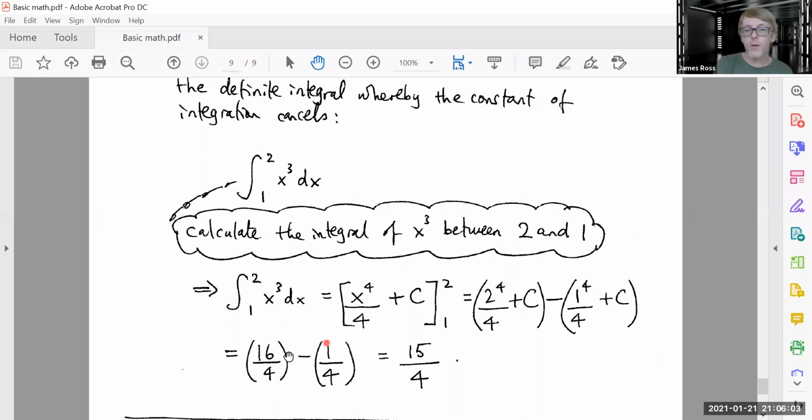So 2 to the 4th power is 16. So we have 16 over 4 plus a constant. And then 1 to the 4 is just 1. So we have 16 over 4 plus a constant, minus 1 over 4 plus a constant. This minus here, though, makes this plus a negative. So we actually have a positive constant minus the same constant. So the constants cancel. So this is what I mean by these constants. We can often get away with getting rid of them. The constants cancel. So we just have 16 quarters minus 1 quarter, which is 15 quarters.